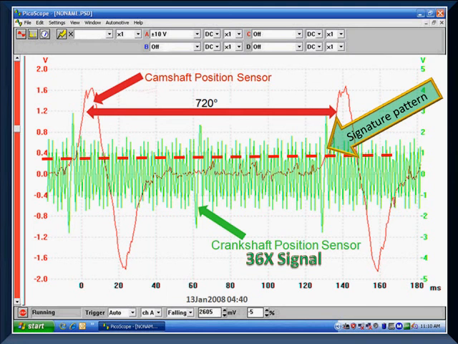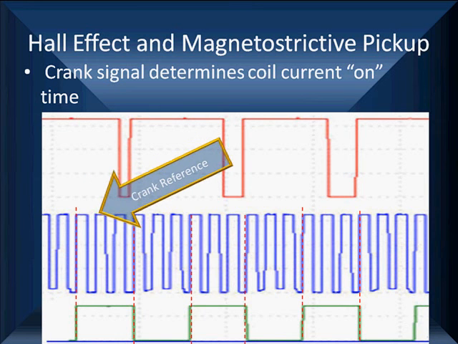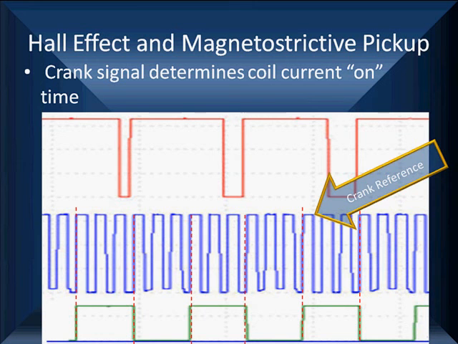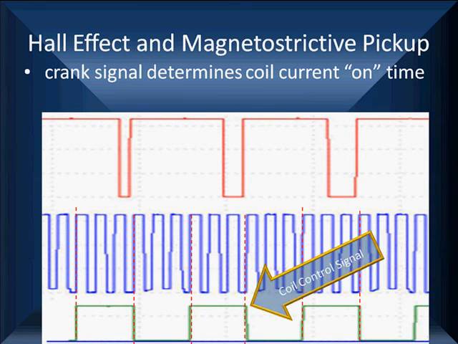Let's get deeper into these patterns and look at something. Here's a crank reference off of our original 18X signal we're looking at. Now, this signal is used to generate this coil control down here. Notice there's 3 of them. We have 3 coils and there's 3 sets of them.